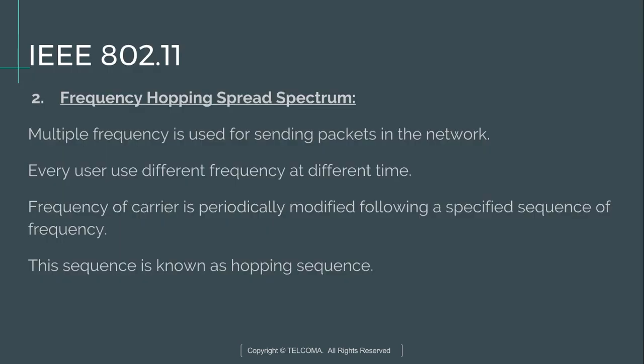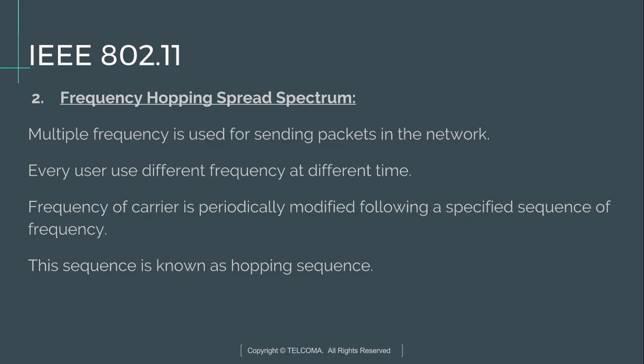The next is frequency hopping spread spectrum. As in DSSS, where we use different codes to modulate the signal, here we use multiple frequencies to modulate the signal. Multiple frequencies are used for sending packets in the network. Every user uses a different frequency at different times. So the frequency of the carrier is periodically modified following a specified sequence of frequencies.